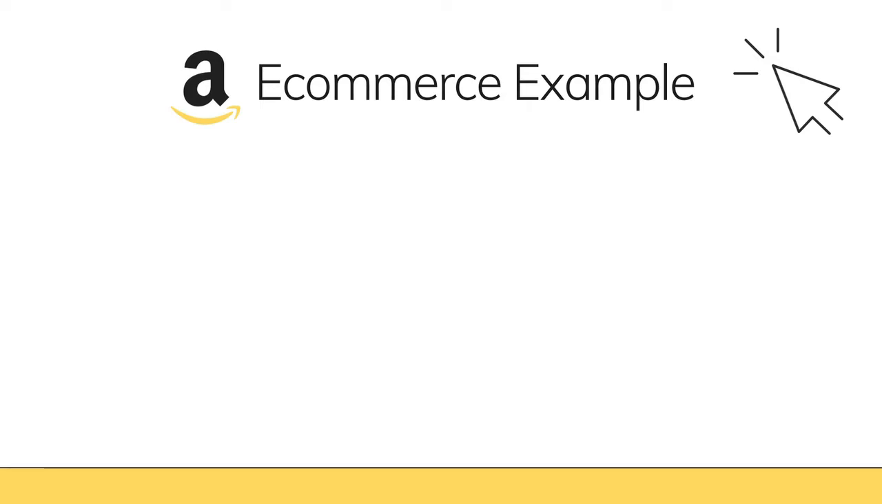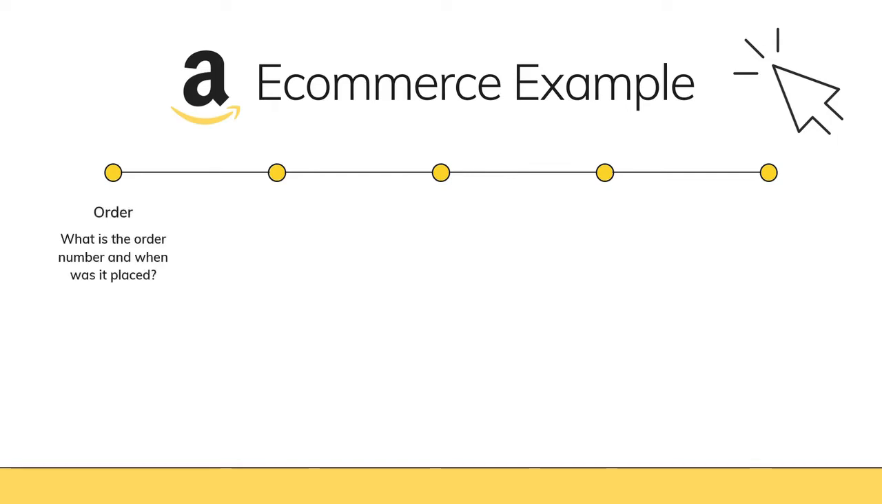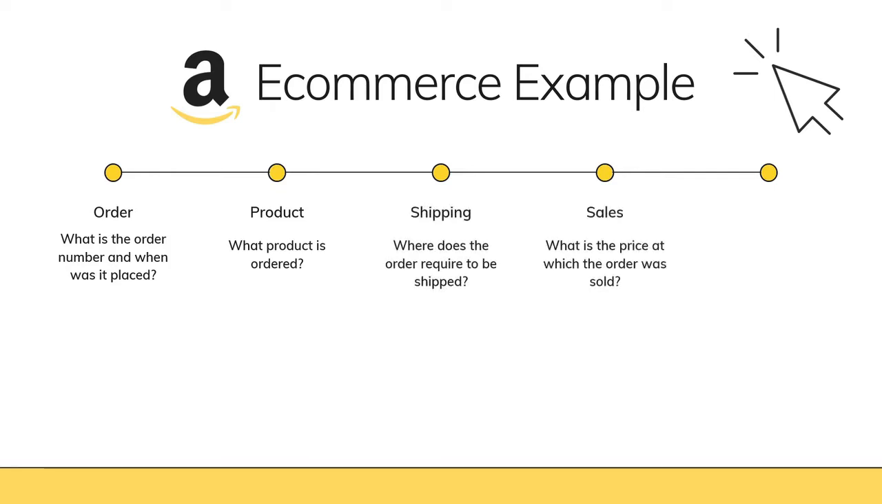Amazon collects huge amounts of data whenever someone places an order on their platform. For the purpose of our example, we will simplify and assume that Amazon is only collecting 5 key data points. These are: what is the order, what product was ordered, where is the product required to be shipped, what price was the product sold at, and finally, who ordered that product.